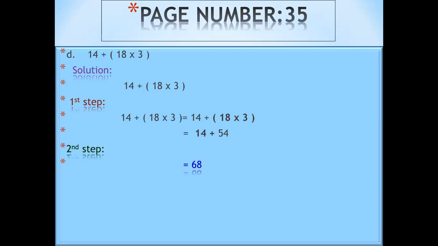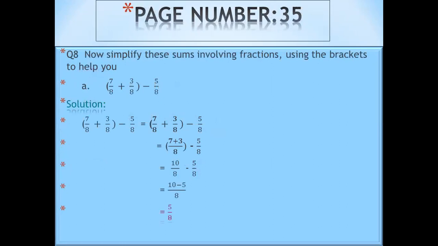Question 6 is finished. Question 7 is the same as what we have done in question 6. Brackets are given. First we solve the brackets and then we simplify the other operation. In question number 7, there are 4 parts A, B, C, D. This is your homework. This is the same as question 6 and you will do the same steps that I have done for you in question 6.